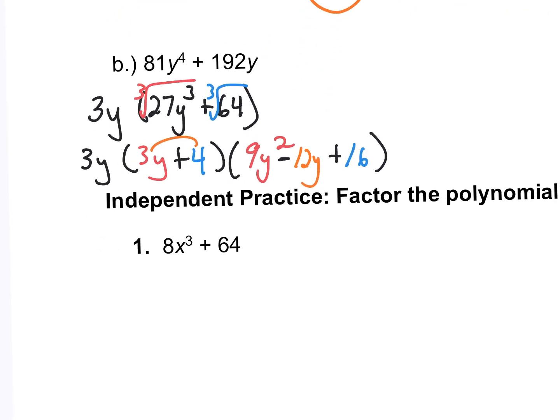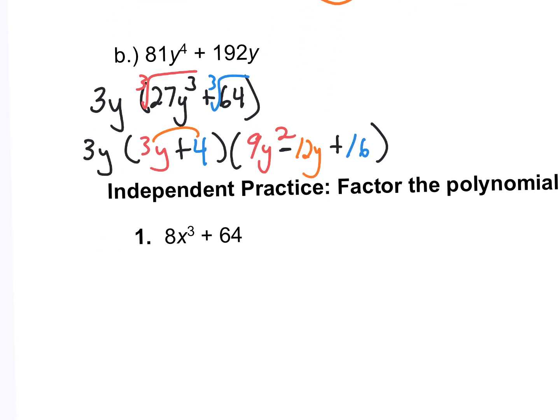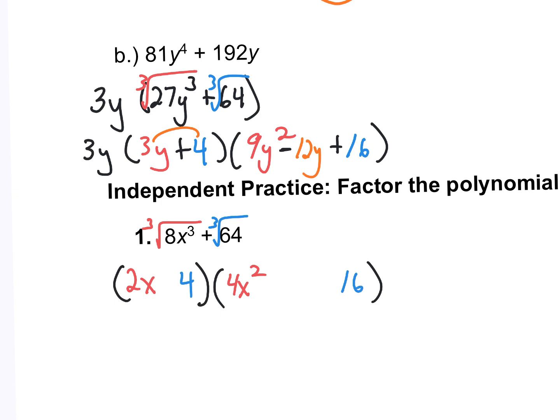A couple more for some practice today. Make sure it's sticking. Okay, I'm liking this so far. People are cube rooting the first part, cube rooting the last part. So that's definitely going in. So this is 2x. And then if you cube root 64, that's 4. And then you have a trinomial. 2x times 4x squared would get me back to 8x cubed. 4 times 16 would get me back to 64. And then 2x times 4 gives me 8x.